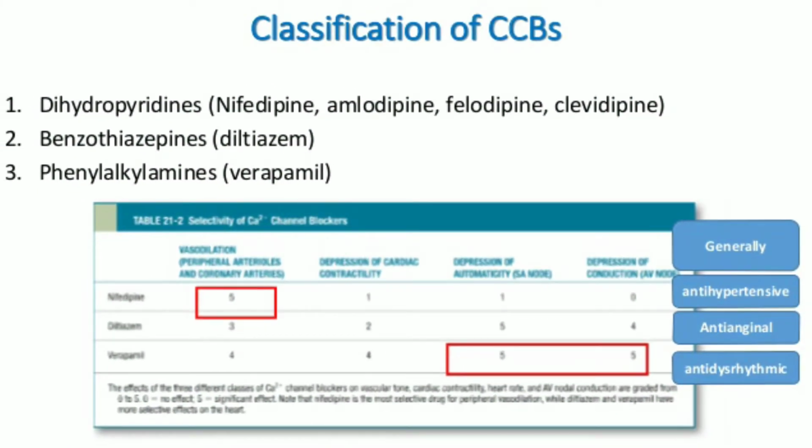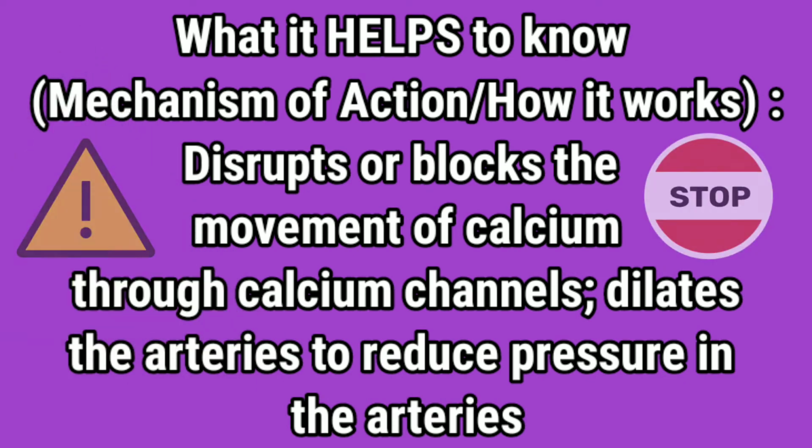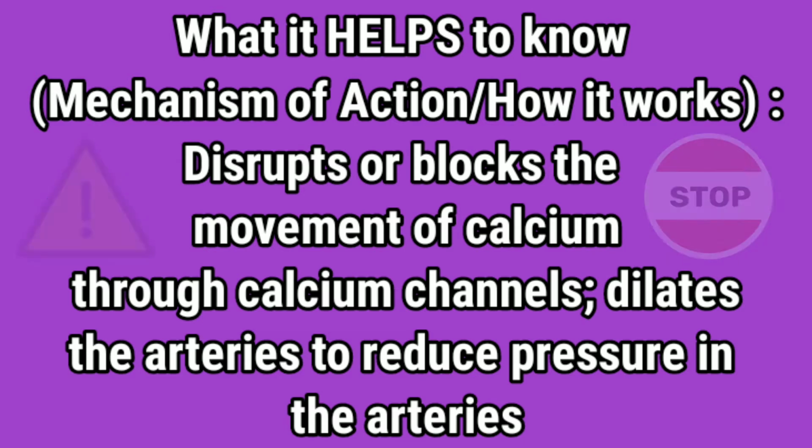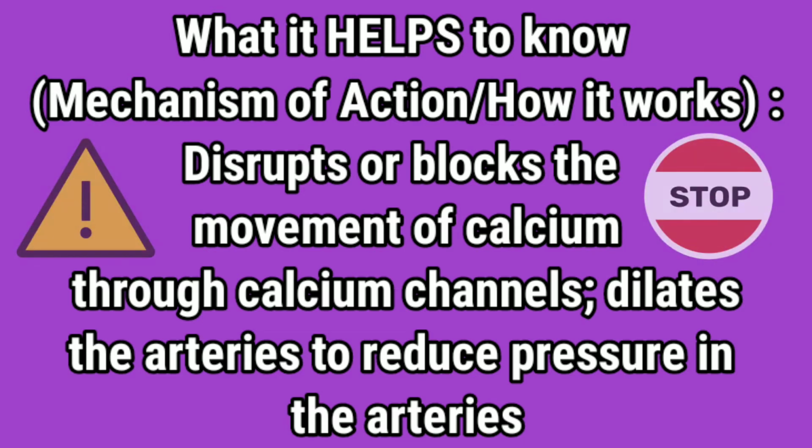This table is a classification of CCBs explained further. Please pause the video to save this table. It's very helpful. What it helps to know: mechanism of action, how it works. It disrupts or blocks the movement of calcium through calcium channels. It dilates the arteries to reduce pressure in the arteries. In other words, it opens up the arteries.